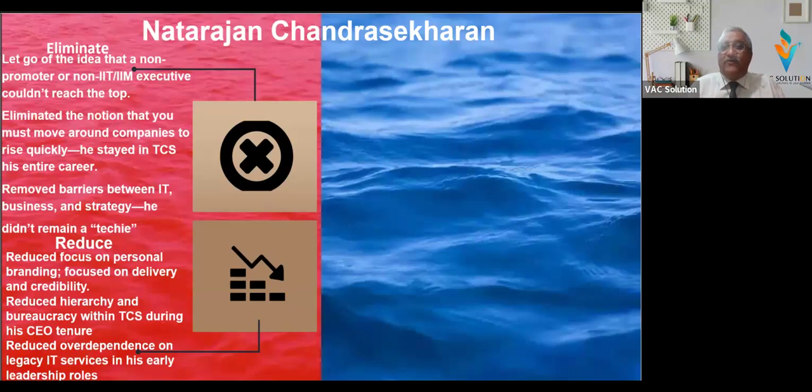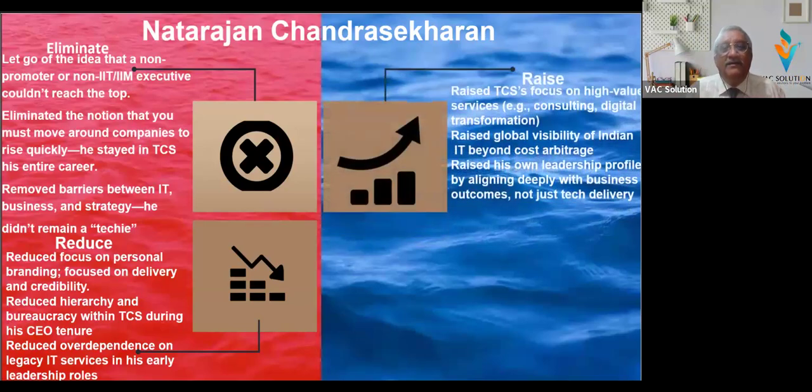TCS was once known for coding. They were directly competing against Infosys. He took them into consulting. Raised TCS's focus on high-value services, consulting, digital transformation. What a visionary, just see. Why can't we be like that? Why should we? Now all these things happen.